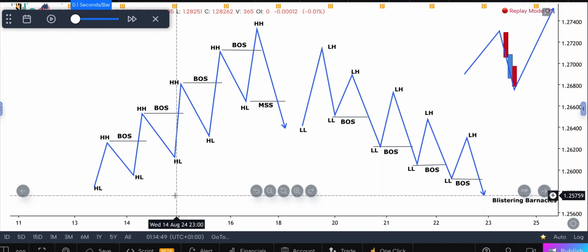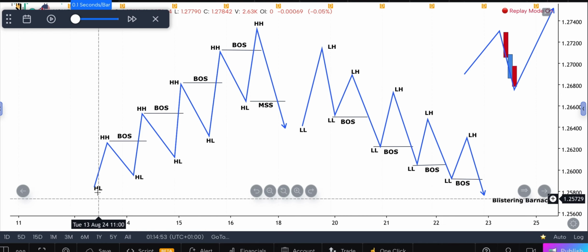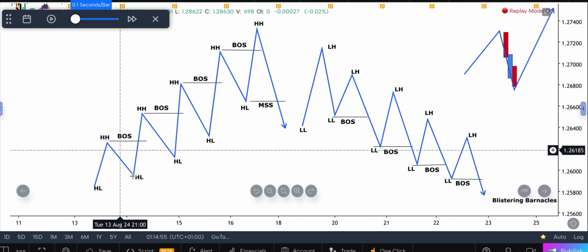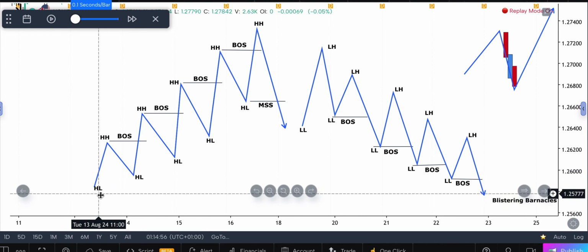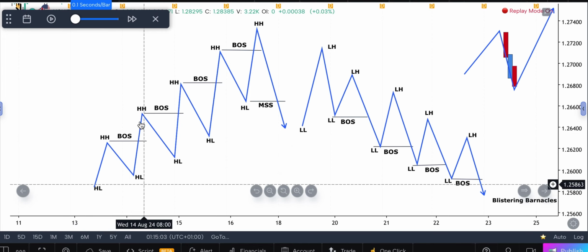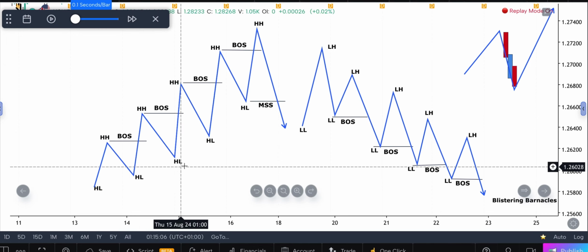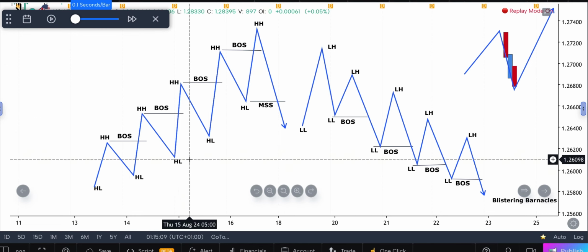So, if you look at this diagram here, you can see that price is trending up. It's going from higher low, higher high, higher low, higher high, higher low. So whenever the price is printing a series of higher highs and higher lows, we are actually in an uptrend.